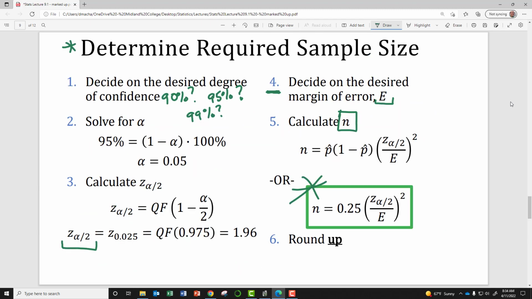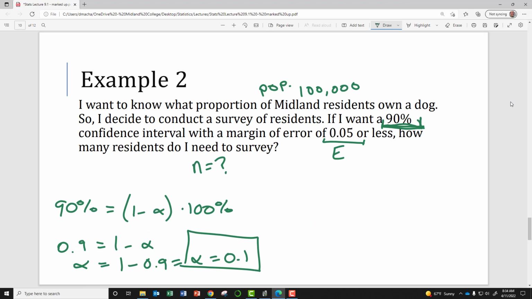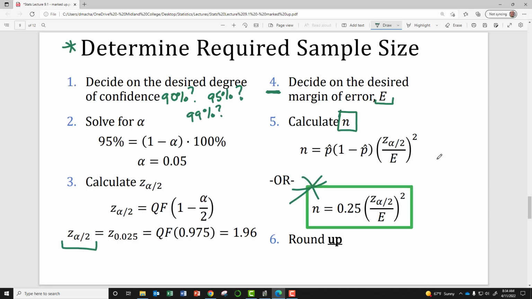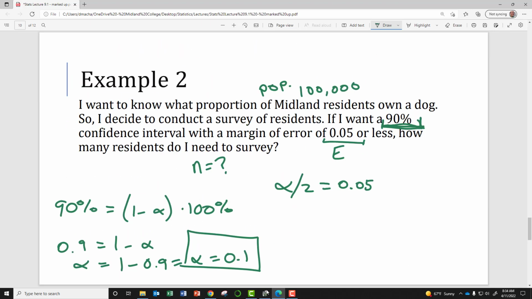Step 3 says I need to calculate z subscript alpha over 2. So if alpha is 0.1, alpha over 2 is 0.05. Calculating z subscript alpha over 2 means I have to take the quantile function at 1 minus alpha over 2. So 1 minus 0.05, or 1 minus alpha over 2, is 0.95.